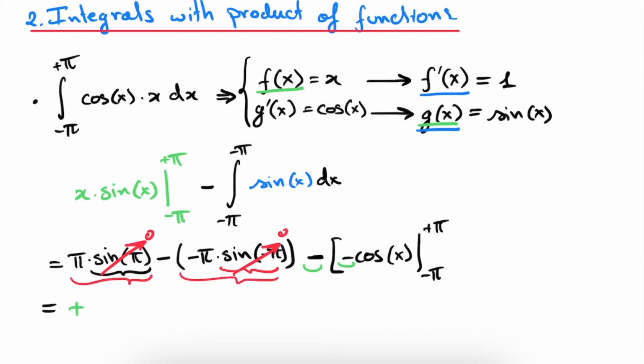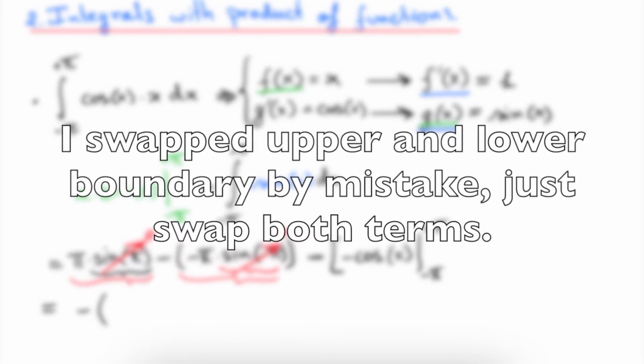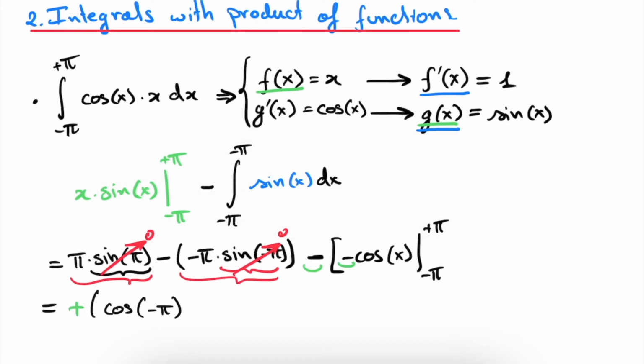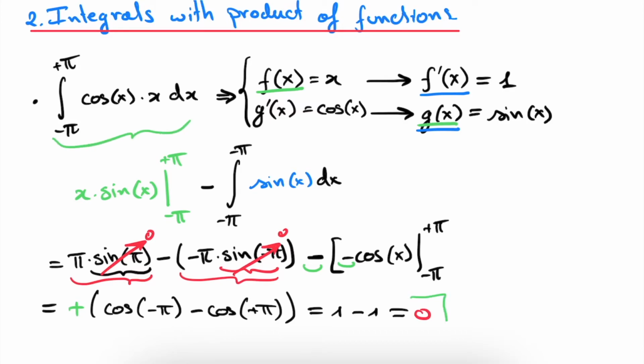So we get plus the cosine filled in our lower boundary, which is the cosine of minus pi, minus the cosine filled in our upper boundary, which is the cosine of plus pi. And we see here that we actually get 1 minus 1, which is equal to 0. So the solution of this integral is actually 0, which we found by partial integration.